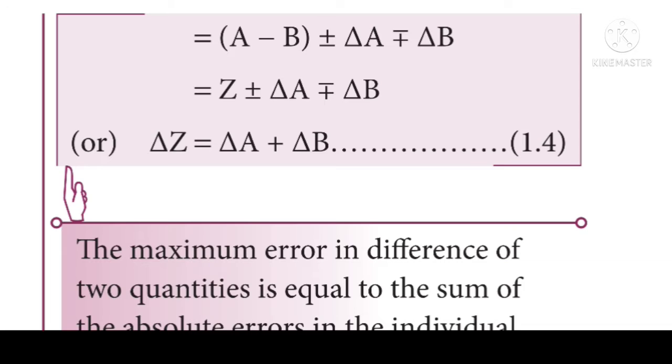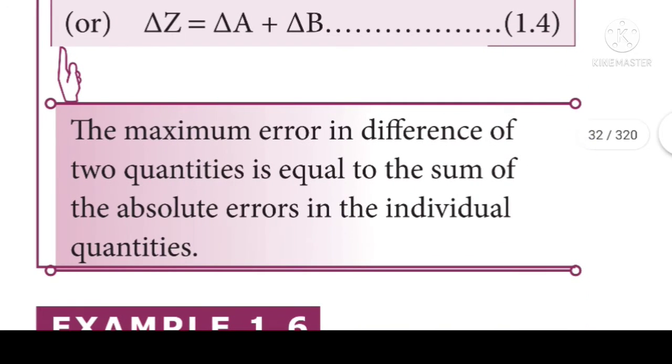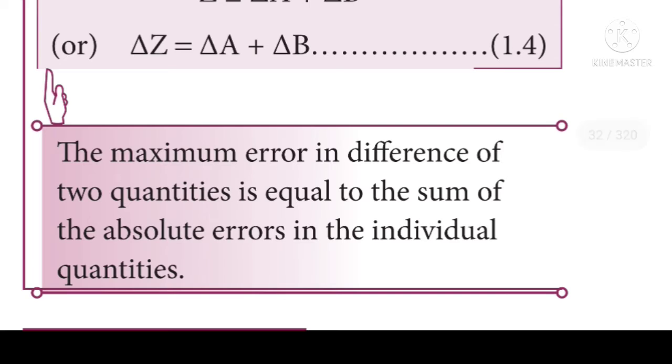Hence the equation becomes: left hand side Z as well as right hand side Z will be cancelled. Hence the result will become del Z is equal to del A plus del B. What is the explanation of this expression? We can explain this expression as: the maximum error in the difference of two quantities is equal to the sum of the absolute errors in the individual quantities. Once again I repeat, the maximum error in the difference of two quantities is equal to the sum of the absolute errors in the individual quantities.